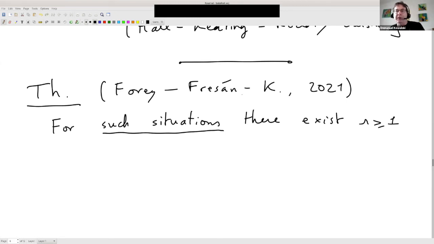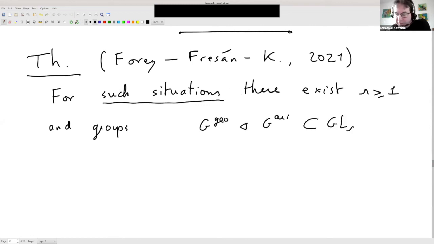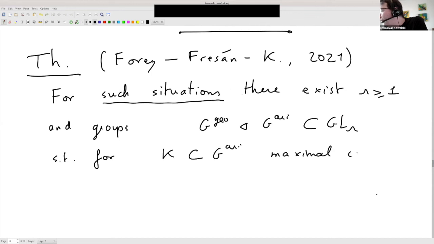It's a tweak that can be applied a posteriori to what Deligne and Katz did. In our case, it's nice because knowing when the two groups are the same seems to be, in many cases, difficult. So there exists an integer, and there exist groups. Again, it's the same description as already in Deligne: two groups contained in GL_r, with K a maximal compact subgroup of the bigger one, so some compact group of matrices.